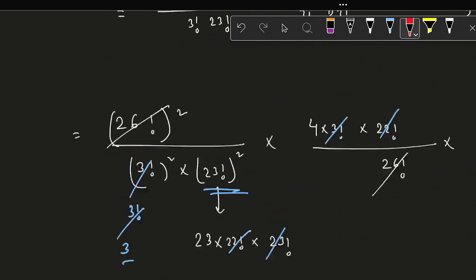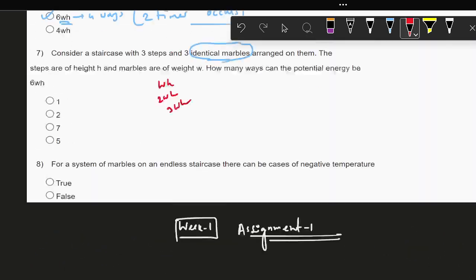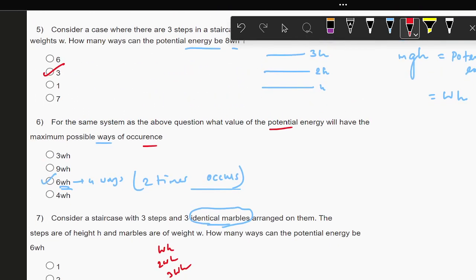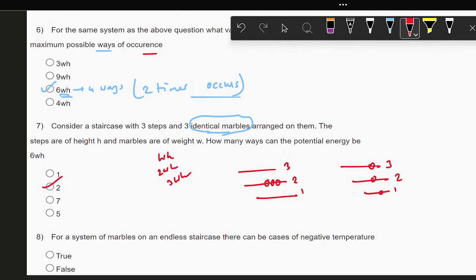Right, so there are 2 ways possible, I think, not 1. So is it clear? Why 2? If you have a confusion, just feel free to ask, because I'll be happy to explain. Because I think the picture is pretty clear that there are 2 configurations possible, 2 ways possible. Either all 3 on the same level, that is level number 2, so that 2WH times 3 becomes 6, or each one on each step, so that the total energy becomes 2 plus 3 plus 1, that is 6WH again. So there are 2 ways possible, right? So this is the thing.